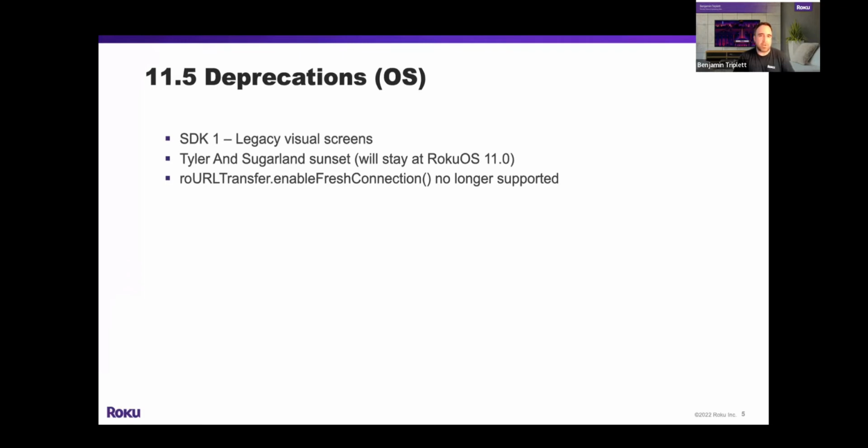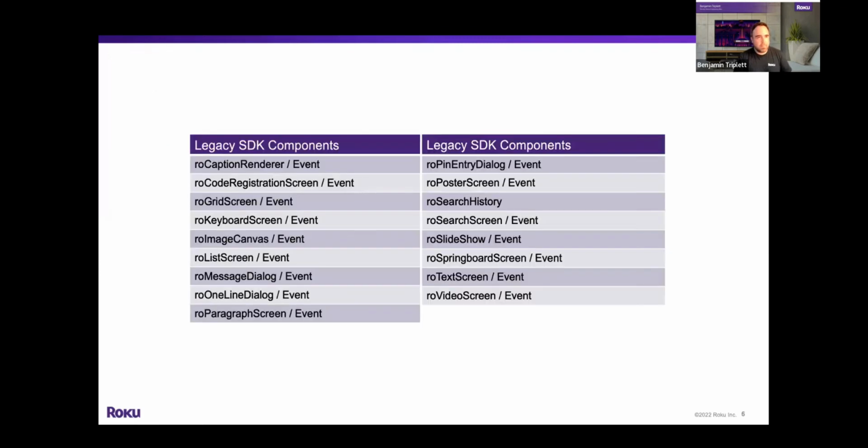And enable fresh connection, which is underlying functionality within the curl library which would force curl to essentially create a new session with a particular endpoint, has been disabled. So this API is actually a no-op at the moment. And existing connections will default to curl's standard algorithm of how it selects which session to reuse. And here's a list of the older legacy SDK1 components that are now deprecated as of 11.5. Majority of these would not be compatible with RSG channels, so it's highly unlikely that any of these components are actually used in conjunction with RSG channels.